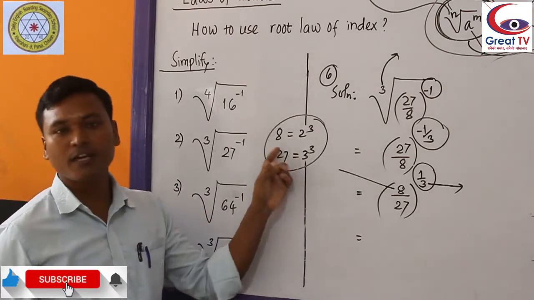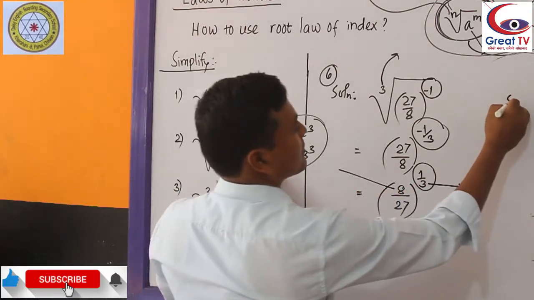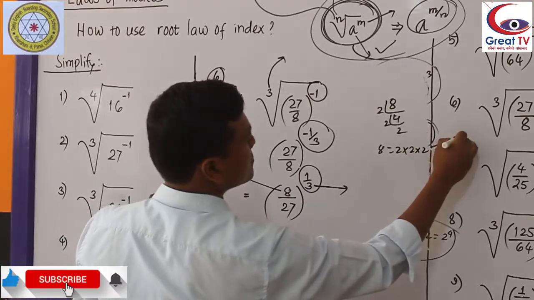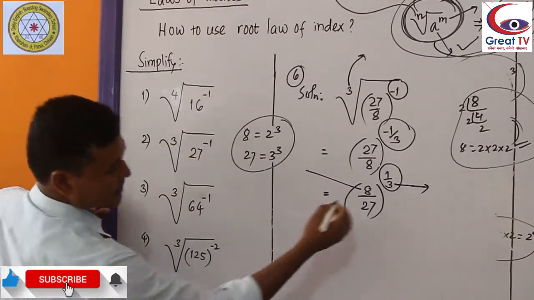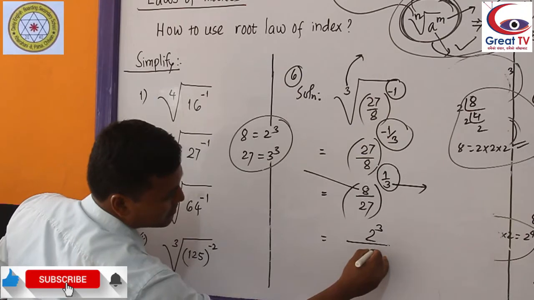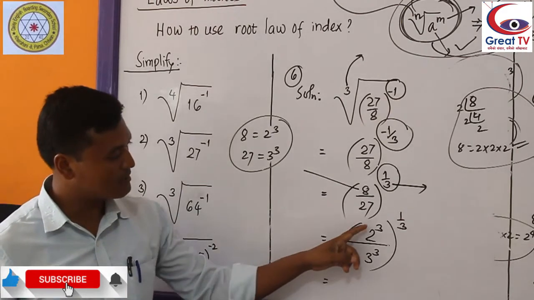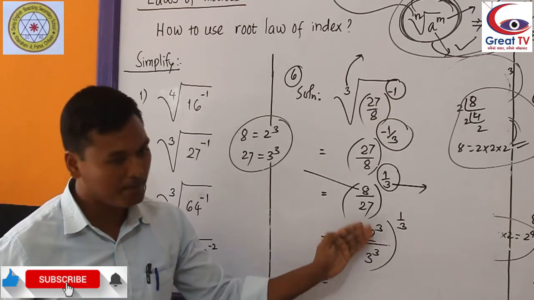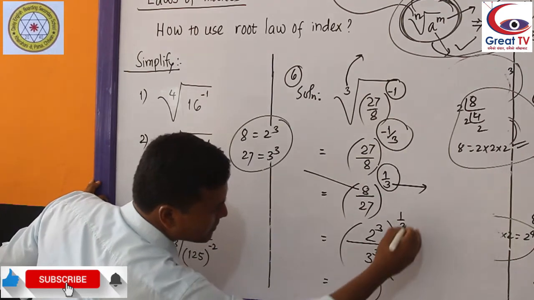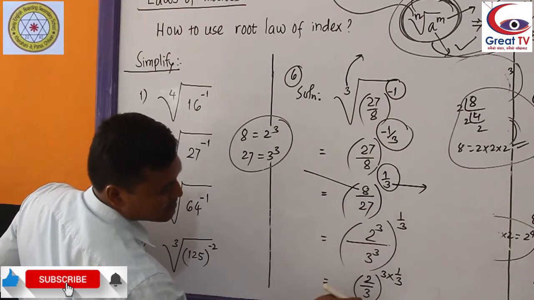If you can't write it directly, you can check by finding the prime factors of 8 and of 27. You know very well, 8 is actually 2 times 2 times 2, that is equal to 2 cube. So in this way you can check. Let us change the base into cube form: 2 cube, 3 cube, and we have the whole power 1 upon 3. Again, using the power of index, 2 has the power 3, 3 has the power 3, so with equal powers it can be written as 2 upon 3, whole power 3, and outside we again have whole power 1 upon 3.